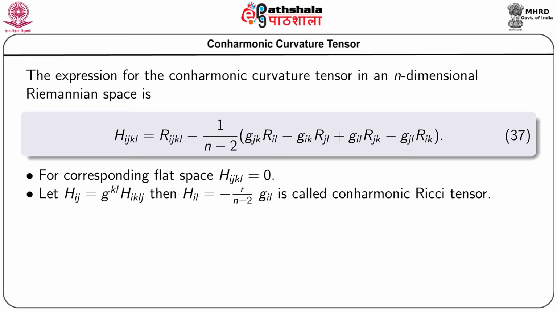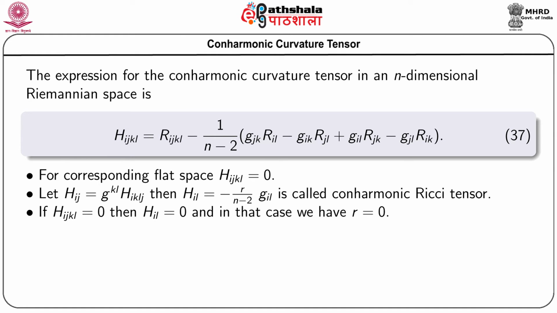Now, if I take H_ij equals g^kl H_ikl j, that means the contraction has been done, then from 37 we have the expression H_il equals minus R by (n minus 2) g_il, and it is called the conharmonic Ricci tensor, where R is the scalar curvature of the space.